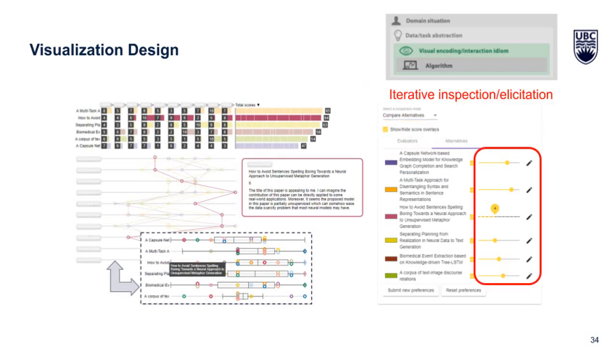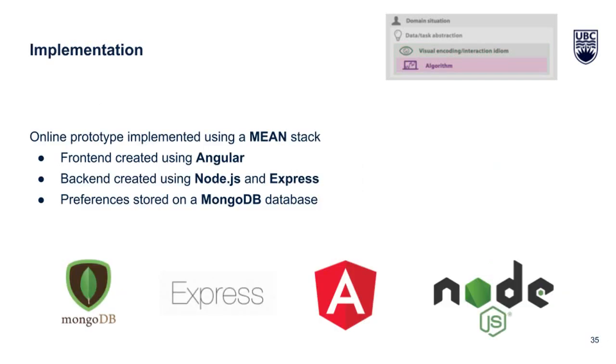creator. As already mentioned, the prototype enables an iterative elicitation and inspection process by allowing evaluators to update their preferences and comments as needed. The implementation was performed using well-known packages comprising what is known as the MEAN stack. The front end was created using Angular, and the back end was created using Node.js and Express. Decision instances and evaluator preferences are stored on a MongoDB database.